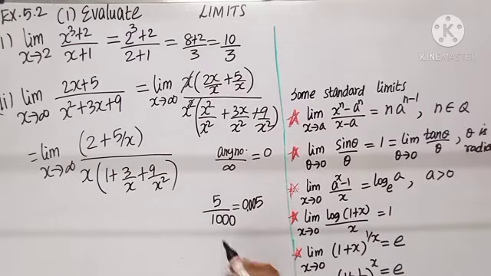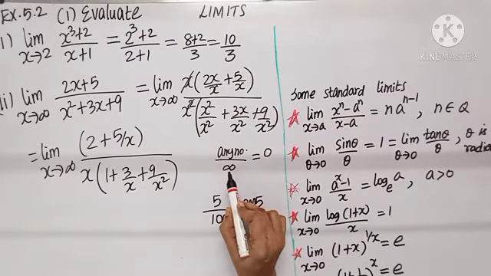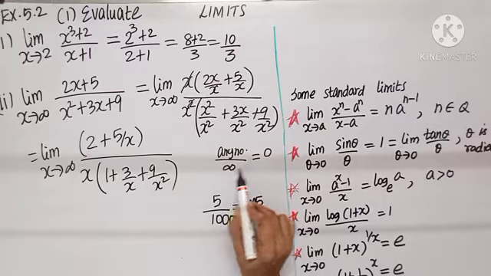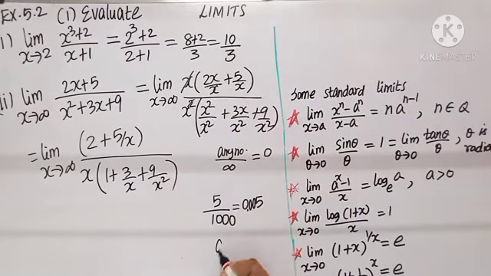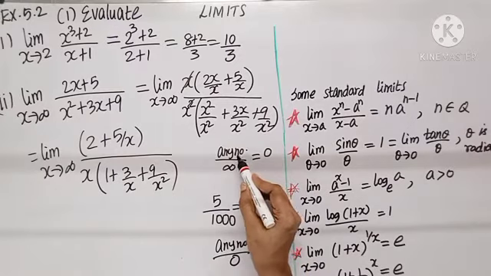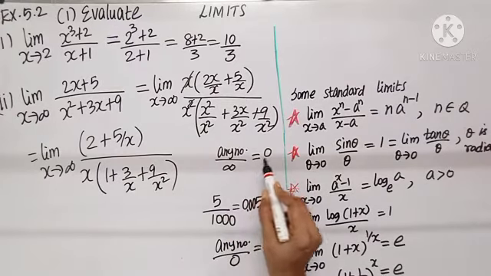0.005. See, as I keep on increasing the denominator, my answer keeps on decreasing. So when the denominator is infinity, my answer will be 0. So remember the idea: any number by 0 gives me infinity. Any number by infinity gives me 0.